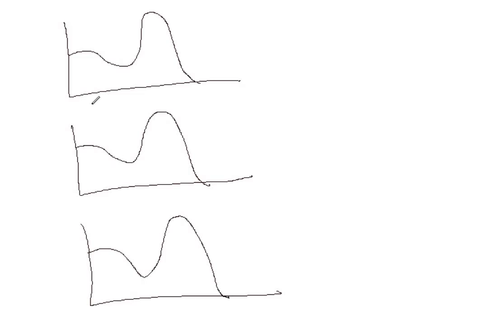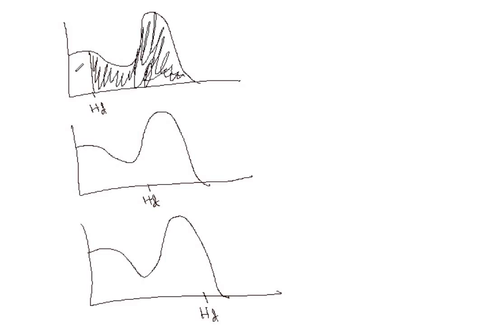Let me show you some more examples. Suppose this is a spectrum, the same spectrum, and again yet another spectrum. Suppose here is HD. Next time I have changed the HD over here, and this time I have changed the HD over here. What I will observe is, in this case, only this part. This part will not be there.